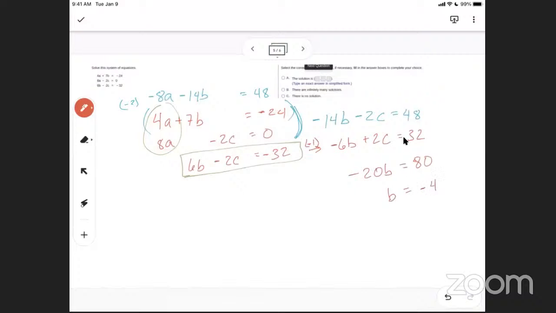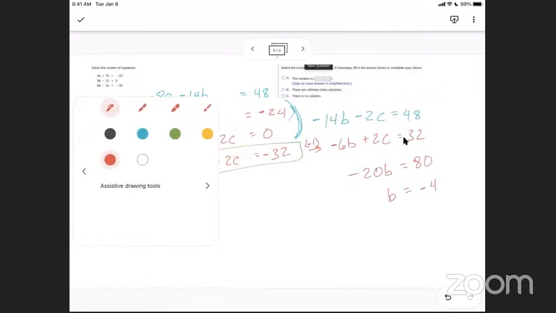Yeah. Now, if b equals -4, which one of those equations should I plug it into up at the top? The top one or the bottom one? Yeah, either one, because if I plug it into this one, I can solve for a. If I plug it into this one, I can solve for c. So we're going to actually do it into both of them. So let's plug that in.